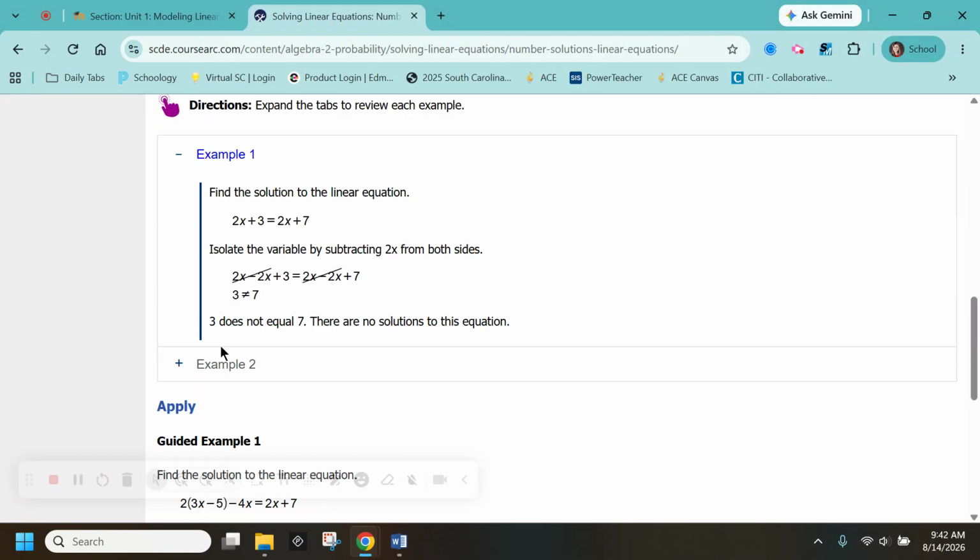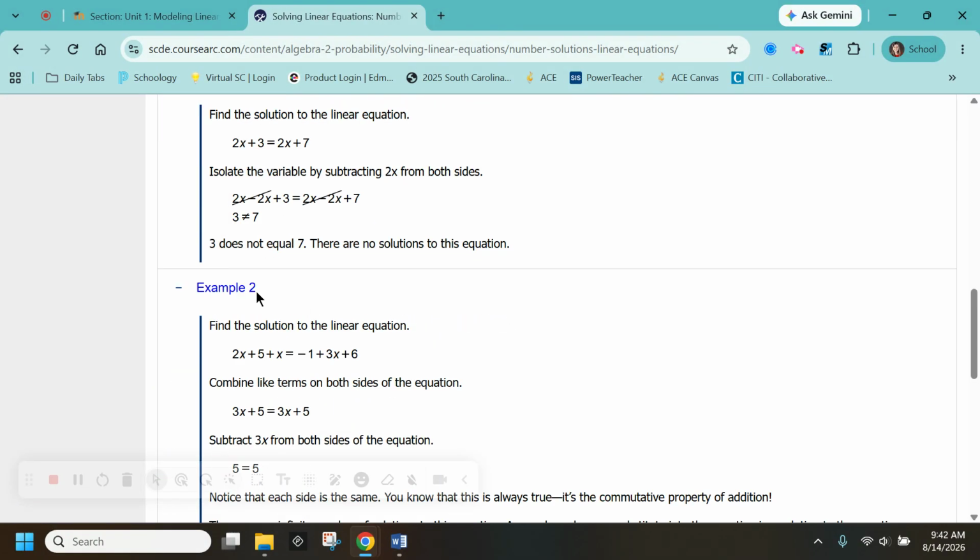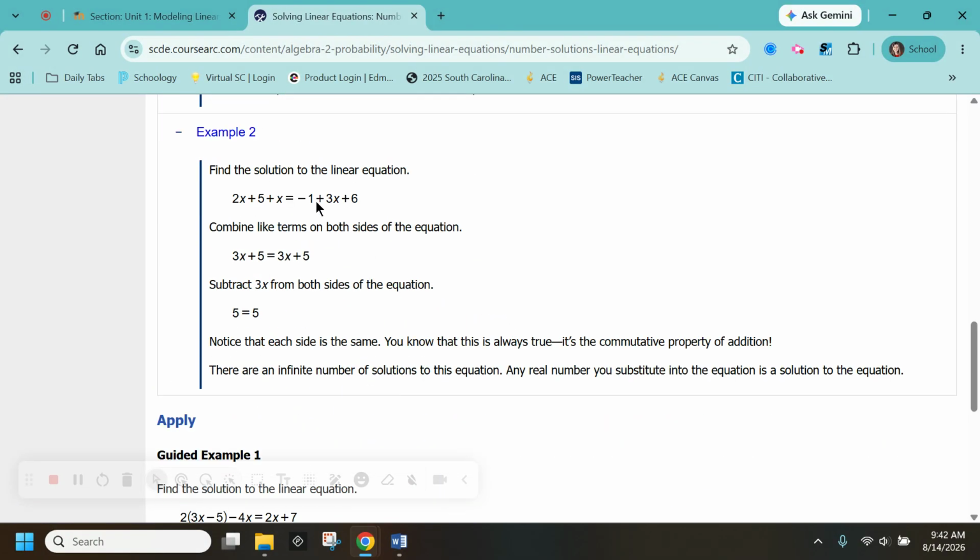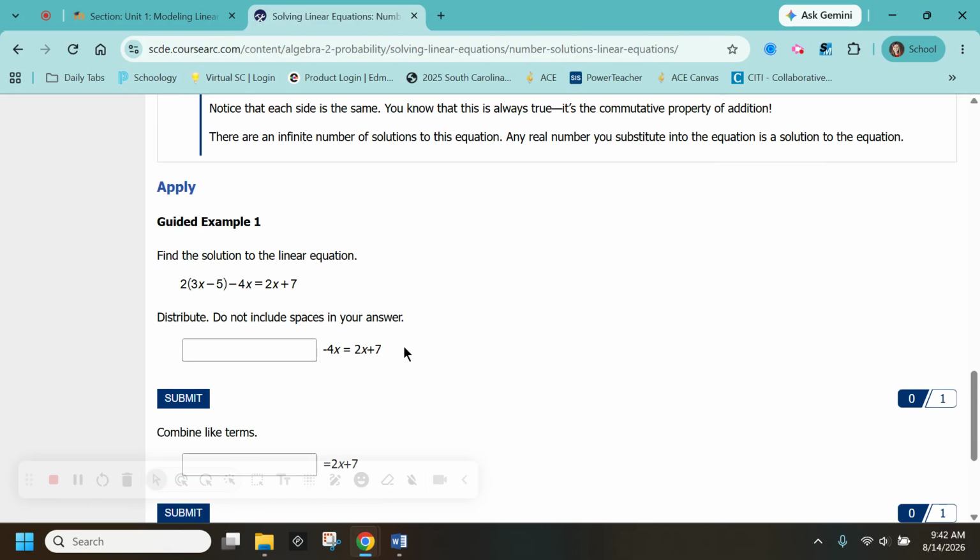Again, there are several examples in here. So for this example, we get 3 equals 7. 3 does not equal 7, so there are no solutions to this equation. For this example here, we have 5 equal to 5. So notice that it's the same on each side. So we have infinitely many solutions to this equation.